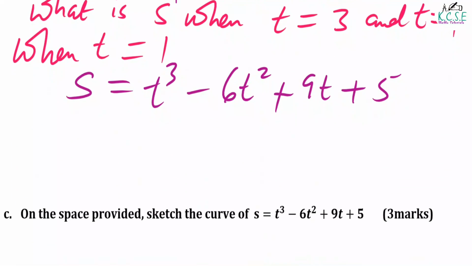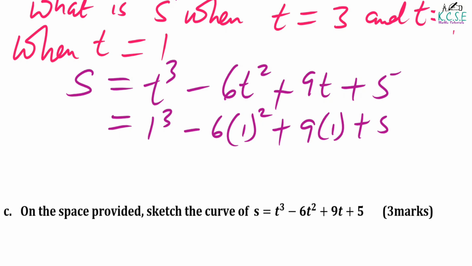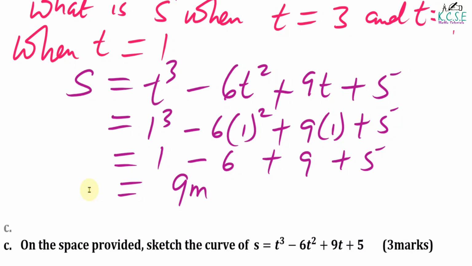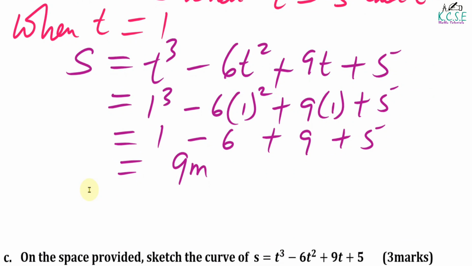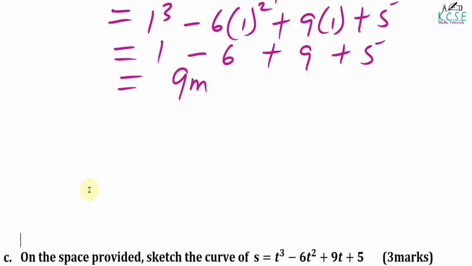So when t is equal to 1, we have 1 cubed minus 6 times 1 squared, we just substitute, and this gives 1 minus 6 plus 9 plus 5. Therefore, this will give 9 meters. Now we should go to the second. Let me create more space here. So that is the first one.